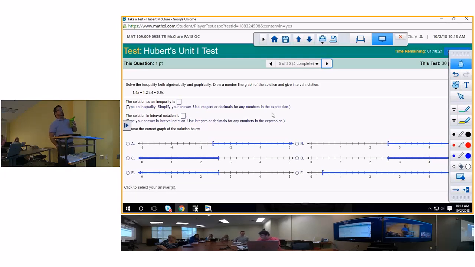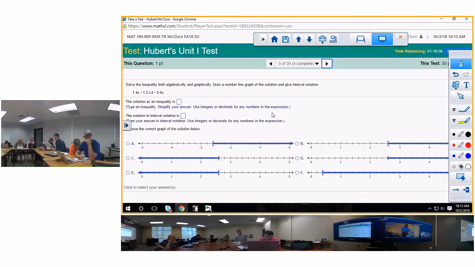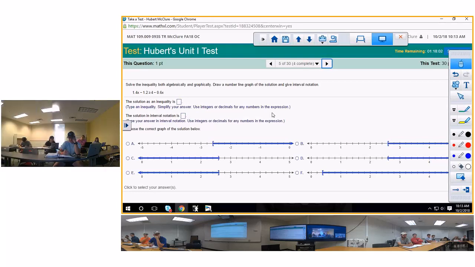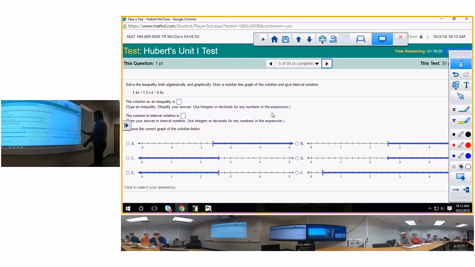All right, solve this one. Solve the inequality both algebraically and graphically. Draw a number line. Y'all should be able to do this without any problem, but we'll do it. I'm going to move the -0.6x to the left because I want to keep my variable what? Positive. Keep your variable positive, so you don't forget 2 steps and then get it wrong.